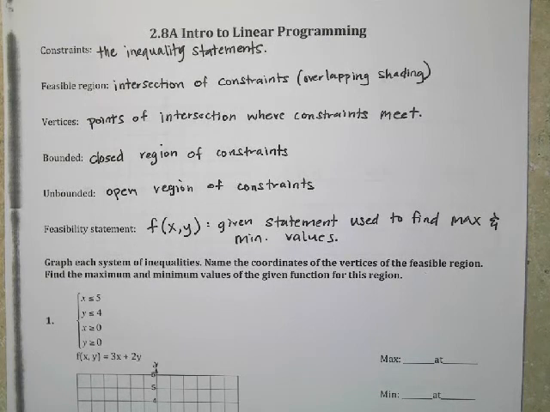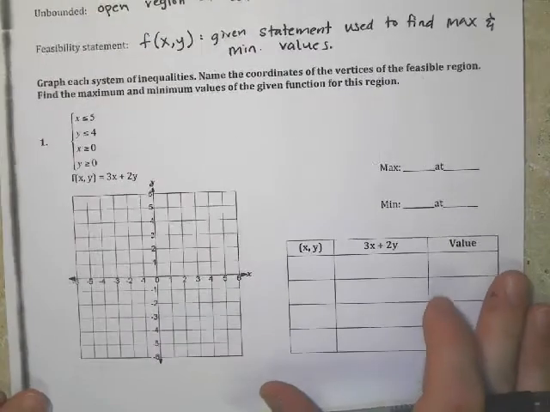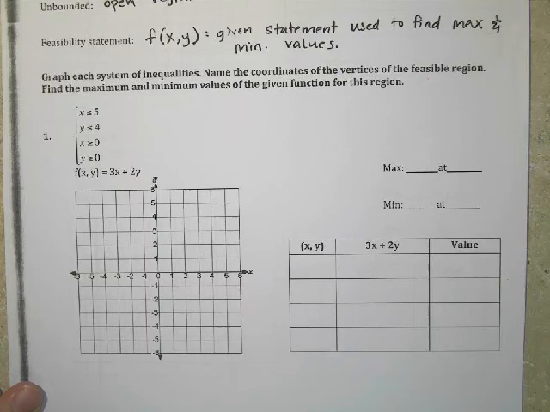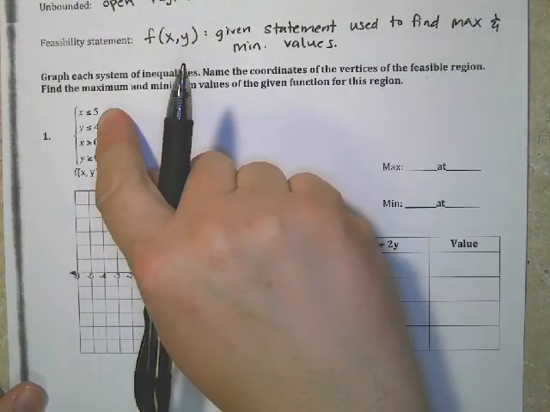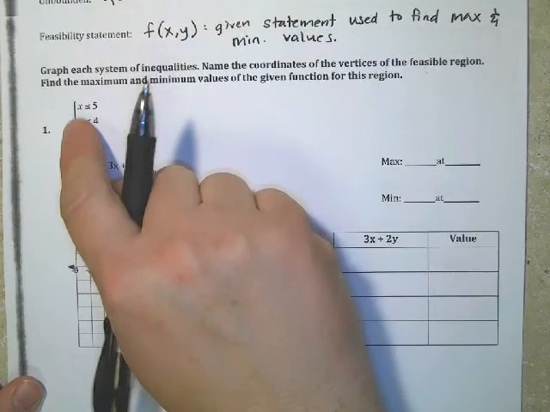Okay, this is a simplified version of linear programming, since it's just the first time you've ever seen it. So here we go. Graph each system of inequalities, name the coordinates of the vertices of the feasible region, and find the maximum and minimum values of the given functions for this region. So here we have 4 inequalities, and we have to graph all 4 of them.